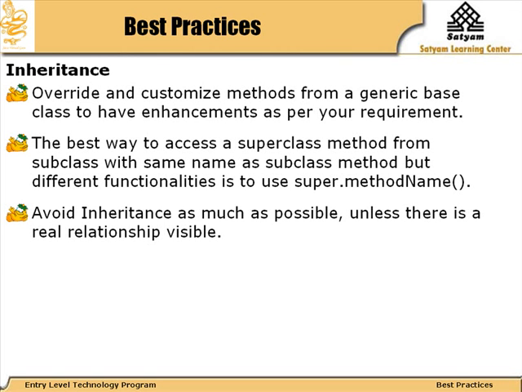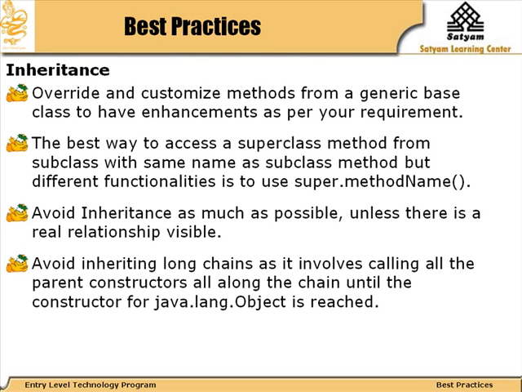Avoid inheritance as much as possible, unless there is a real relationship visible. Inheritance violates the rules of encapsulation. Avoid inheriting long chains as it involves calling all the parent constructors all along the chain until the constructor for java.lang.Object is reached.